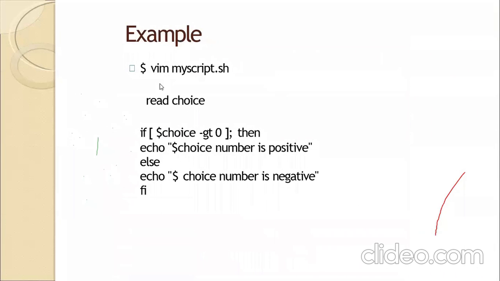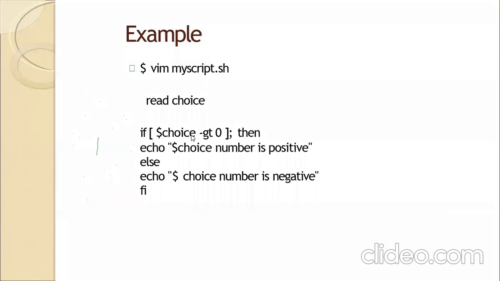Example, so the vi editor. If you write set nu, it will give the line number. vim myscript.sh. So vi or vim. Using vim, we can get the line number. Using vi, we cannot get the line number. Read choice. Read your choice. Suppose the user is entering 1, 2, 3, whatever the choice may be. Read choice. If choice is greater than 0, gt is for greater than 0, then echo choice number is positive, else echo choice number is negative, and fi is the end of your if statement.